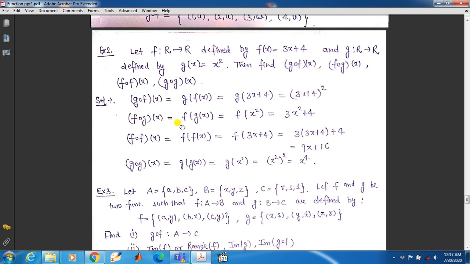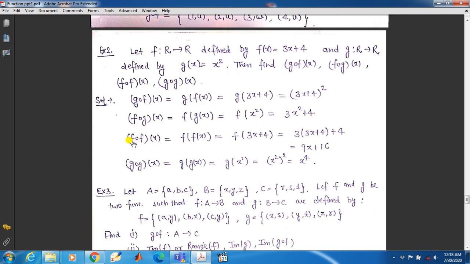Similarly, f of g will be f of g(x). Here the inside function is g(x). Write down the value of g(x). That will be x square. Now the function becomes f of x square. Now go to the function described here as f(x) is 3x plus 4. So what will be the f of x square? You just need to substitute this value in the place of the element. Element means x. Now it will be 3x square plus 4. This is the value of f of g.